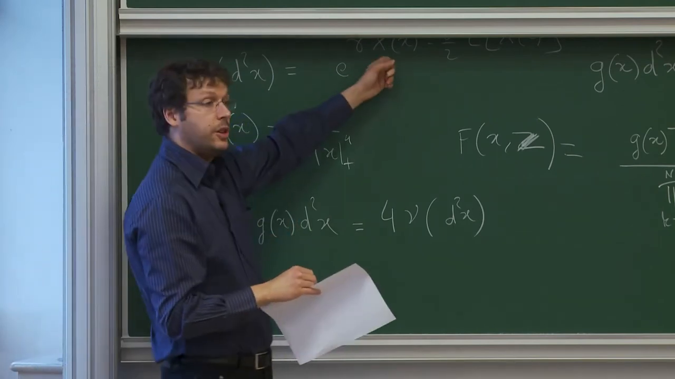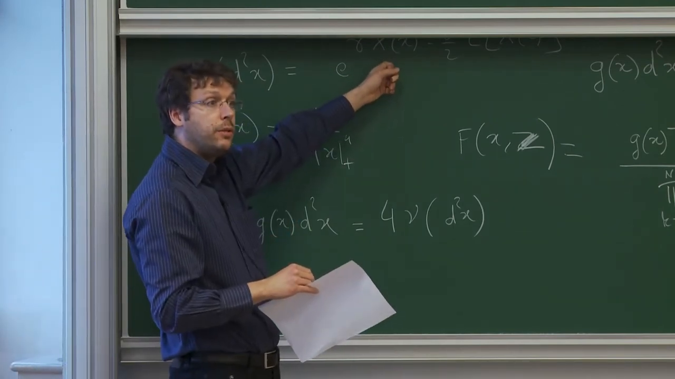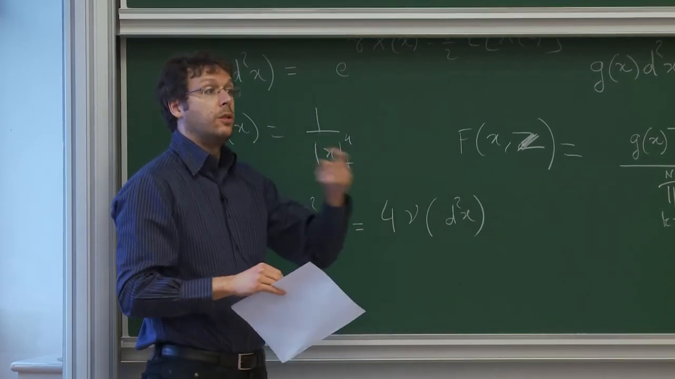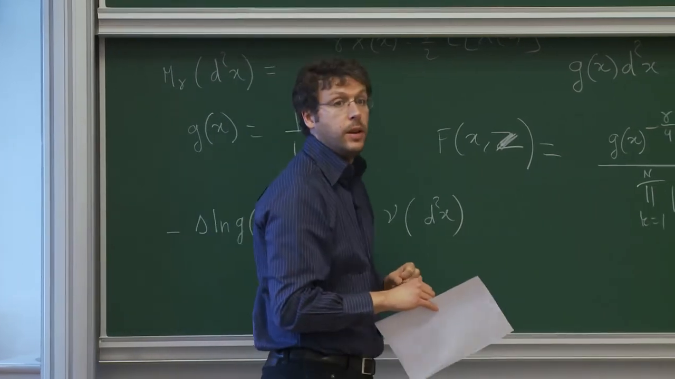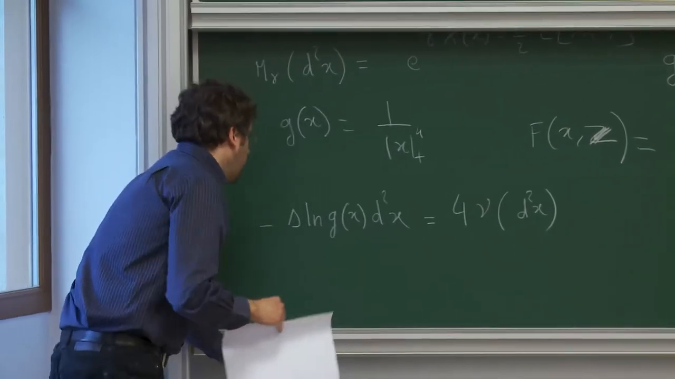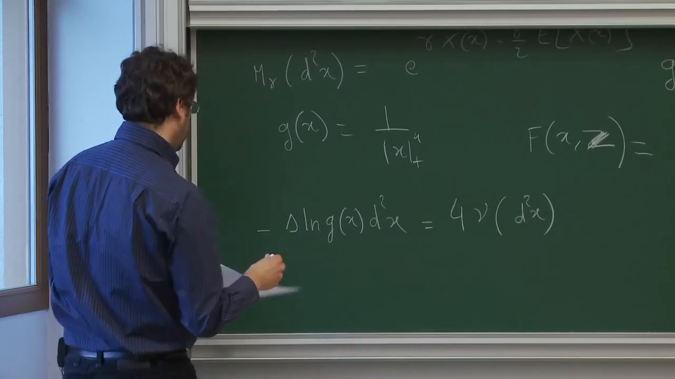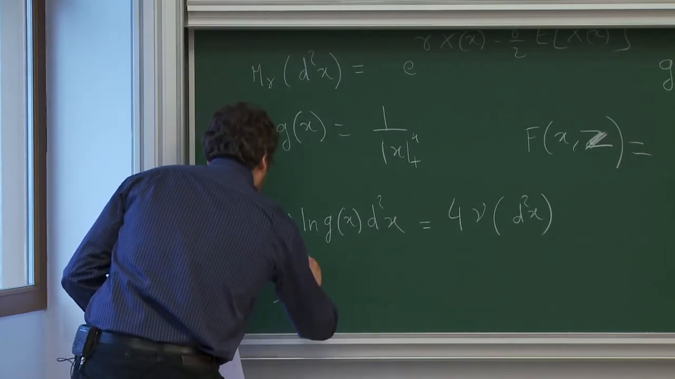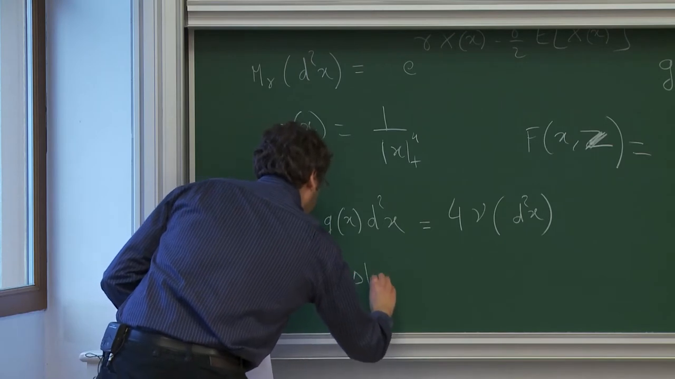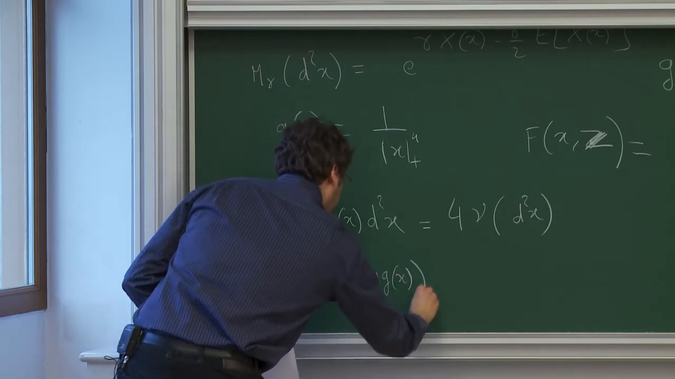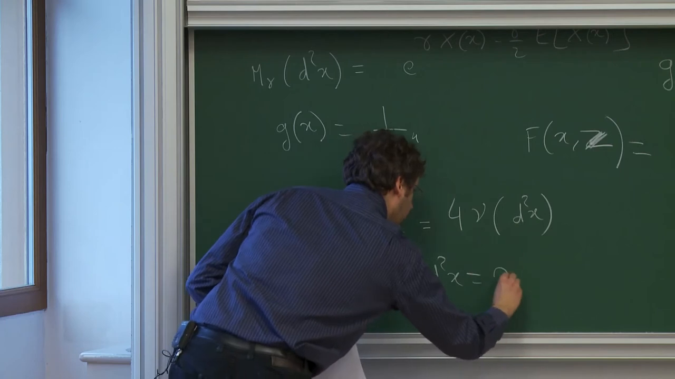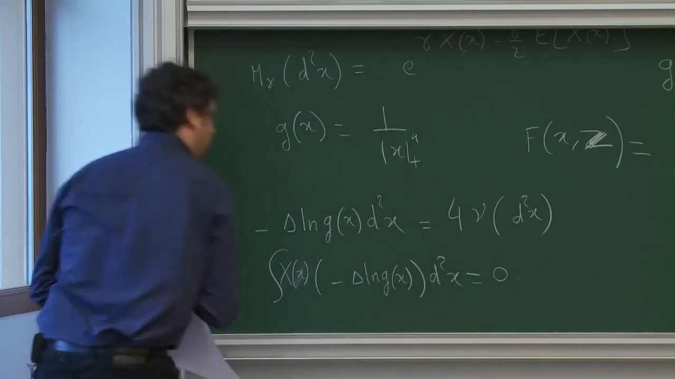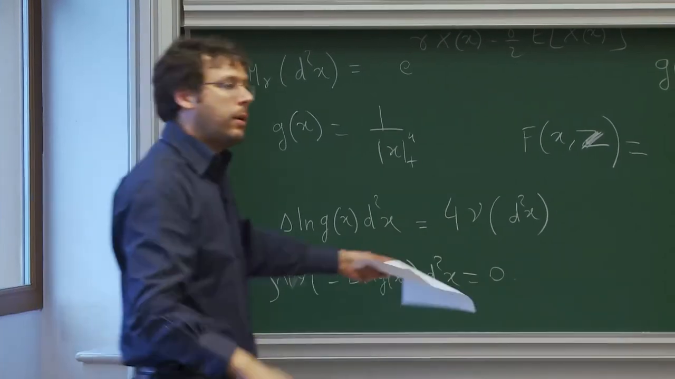And what is this Gaussian free field? Remember, it was the Gaussian free field which had average 0 on the circle of center 0 and radius 1. Okay, so I can write this as, let's say, the integral of x against minus Laplacian log, d2x equals 0. This is how my Gaussian free field was defined. So why am I writing it like this?